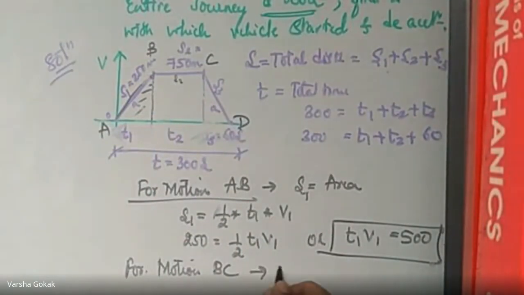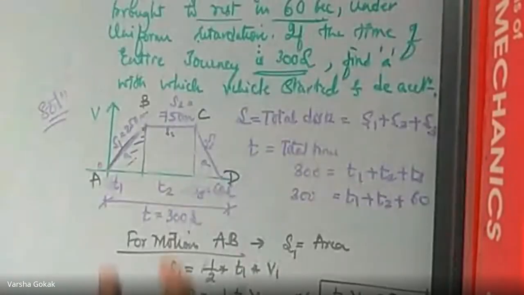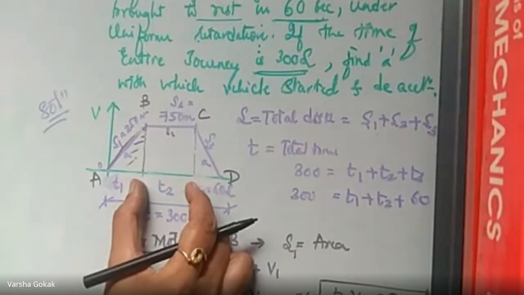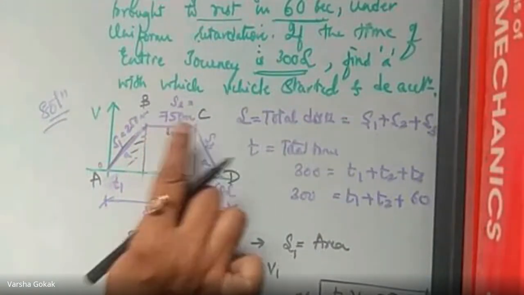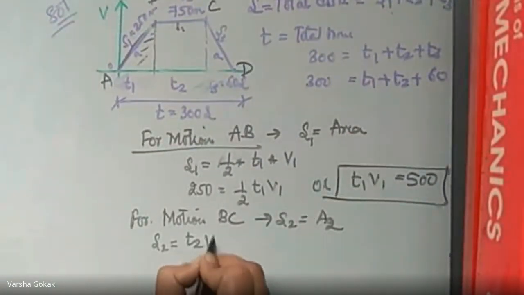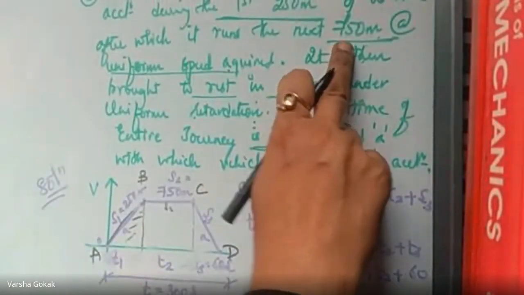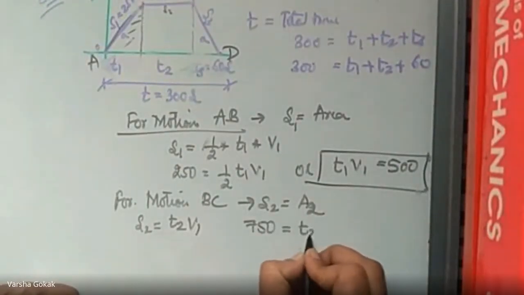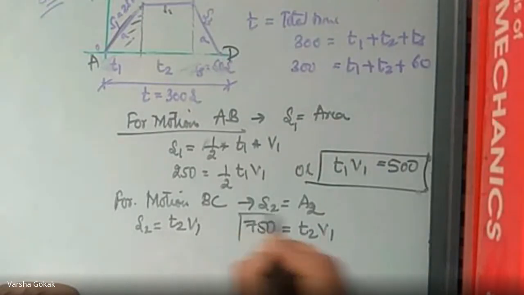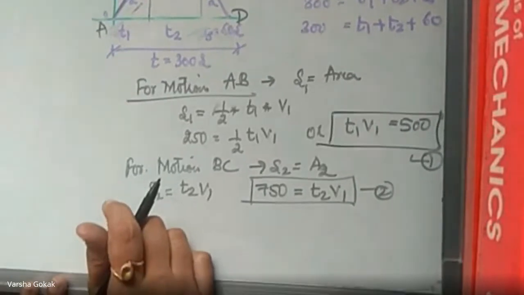So here, S2 is going to be equal to A2, right? Substitute: S2 will be equal to the area of this. This is T2 and this is going to be V1 only, because it reached V1 and it is going with uniform speed V1 only. So I'll have T2 into V1, correct? Let us substitute. I know the S2 value is given to us: 750 meters, so S2 is 750. So 750 will be equal to T2 into V1. I cannot do anything further to this, I will keep it as it is. Call this equation 1, call this equation 2.